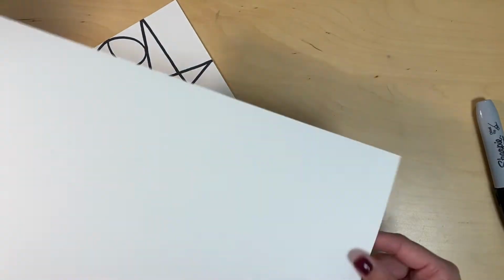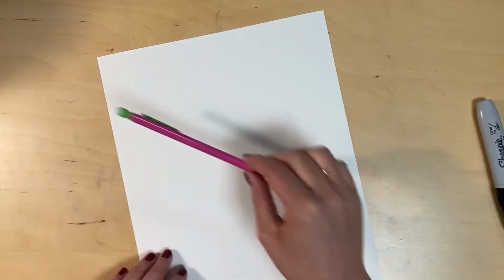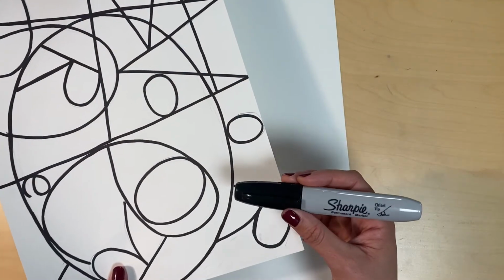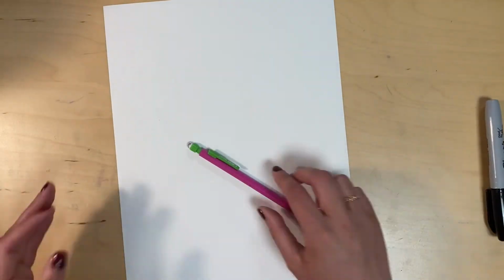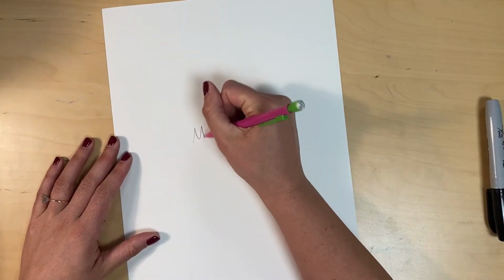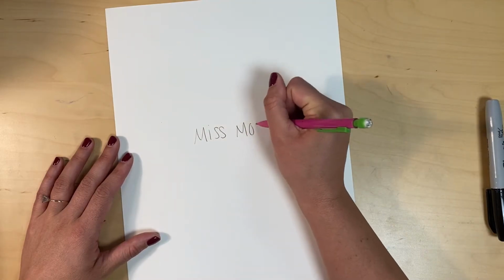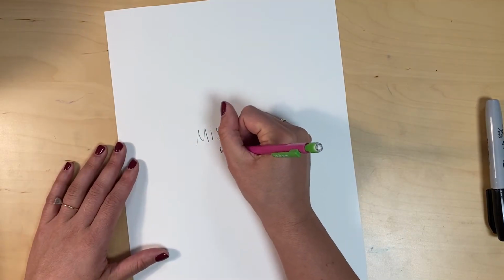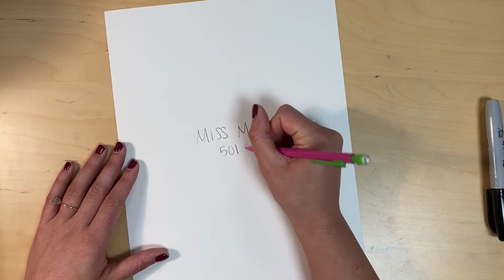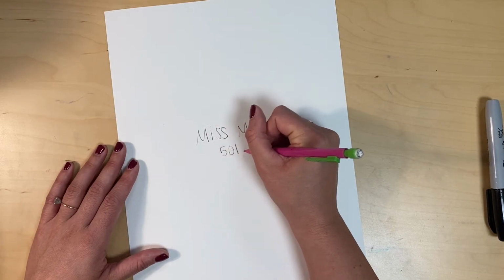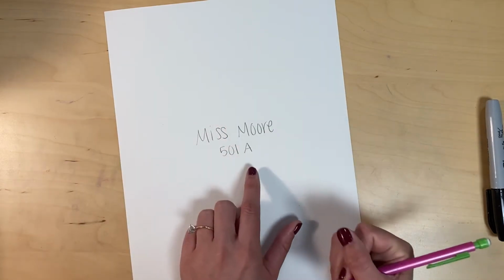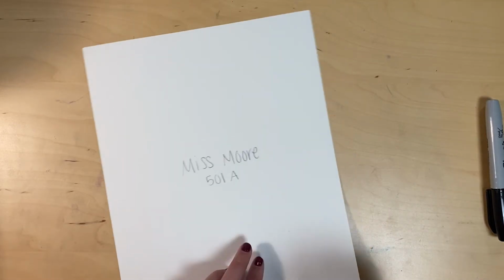So to get started, you'll need a piece of paper, a pencil, and after we'll be outlining with a thick Sharpie. First, let's start by writing our name on the back and our room number. Don't forget to write the letter of your group. So if you're in 501, you could be group A or B. So let's say I'm group A, that's what it would look like.